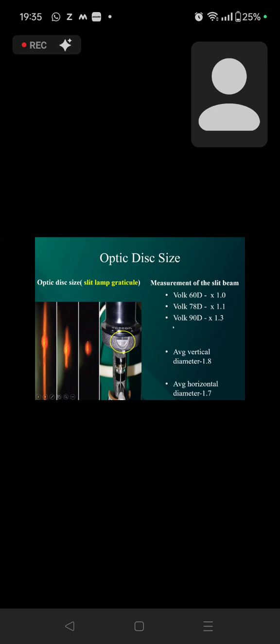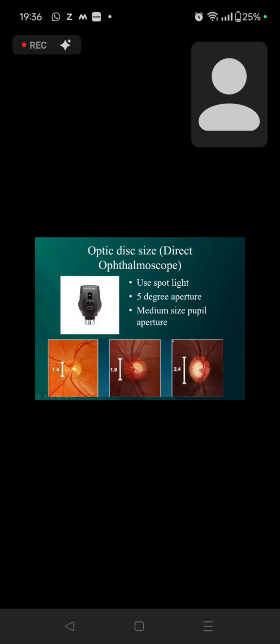Normally we use either a 90D or a 78 diopter lens. If you use a 90 diopter lens, you multiply the optic disc vertical diameter by 1.3 and note down the vertical diameter. Then you keep a horizontal slit and note down the average horizontal diameter. The normal average vertical diameter is 1.8 and horizontal diameter is 1.7. Since the vertical diameter of the optic disc is more than the horizontal diameter, the shape of the optic disc is vertically oval. One more method that you can use is your direct ophthalmoscope.